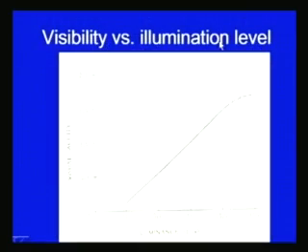Here we can see the visibility and illumination level relationship. Visibility improves with the increase in illumination level, but this curve starts to flatten, where after reaching a certain level there is no significant increase in visibility with further increase of illumination. So, initially at low levels of illumination, an increase in illumination increases the visibility.